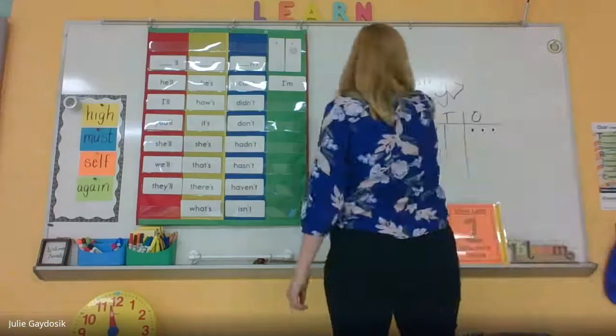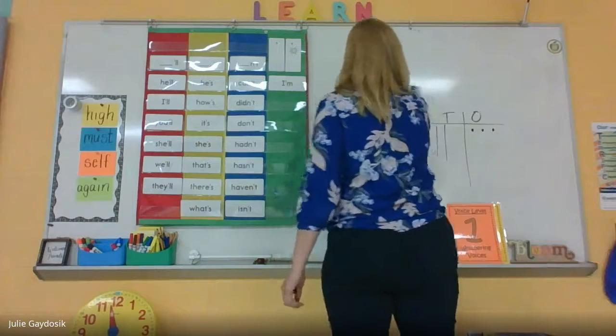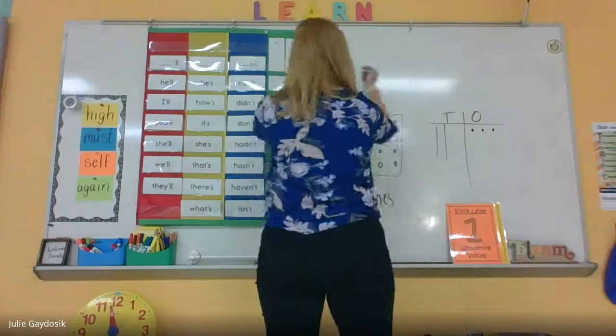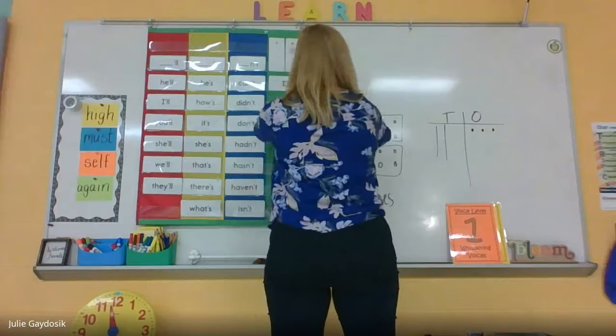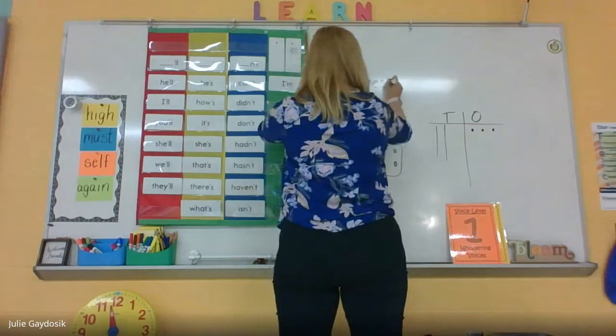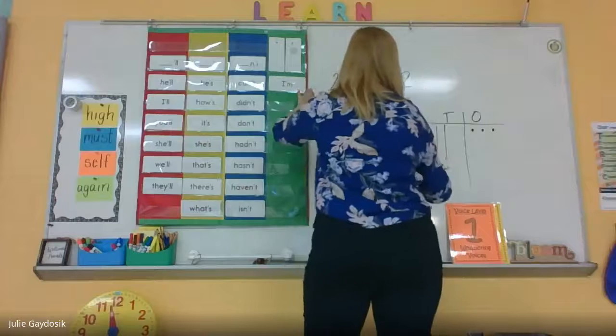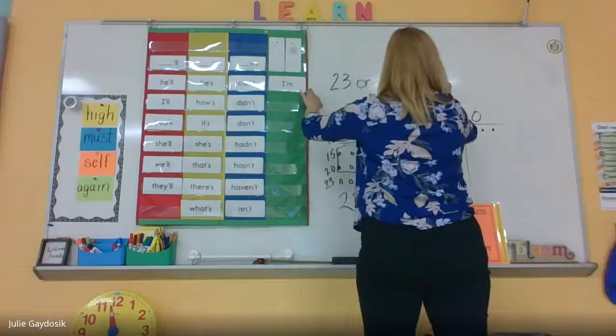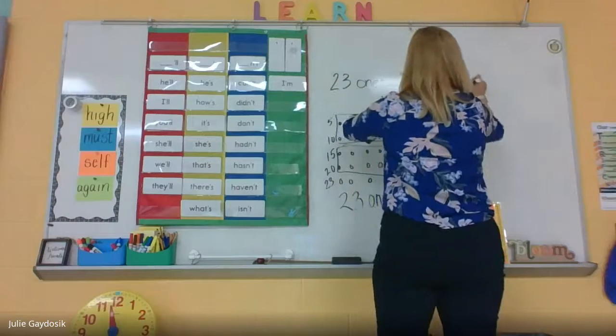Okay, bye-bye to the word composing. We're going to put it up here so it goes across the board. So 23 ones is the same as 2 tens and 3 ones.